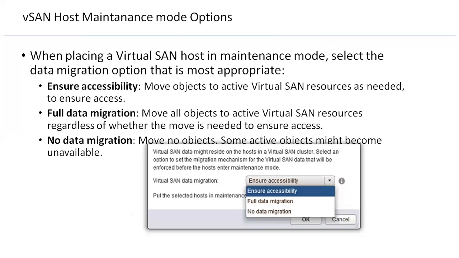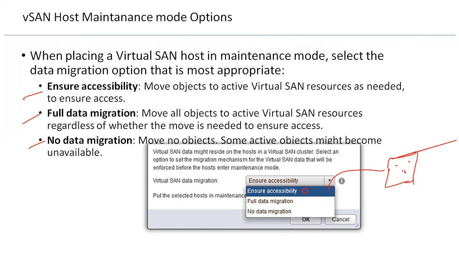Then the vSAN maintenance mode options: we have ensure accessibility, data full migration. While we are putting the vSAN host into maintenance mode, ensure accessibility means you want to keep the data for a temporary time in maintenance mode, and this is the default selection. Your data will be safe on another host. However, there could be some warning on some of the components just because the redundancy node goes into maintenance mode.